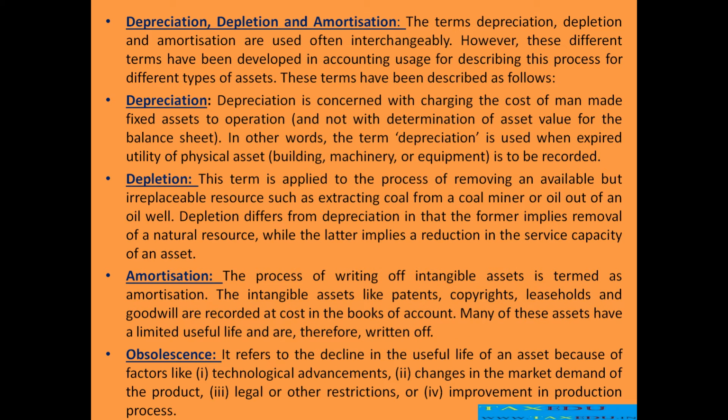Depreciation and amortization. The terms depreciation, depletion and amortization are often used interchangeably. However, these different terms have been developed in accounting usage for describing this process for different types of assets. These terms have been described as follows. Depreciation. Depreciation is concerned with charging the cost of man-made fixed assets to operations, and not with the determination of asset value for the balance sheet.